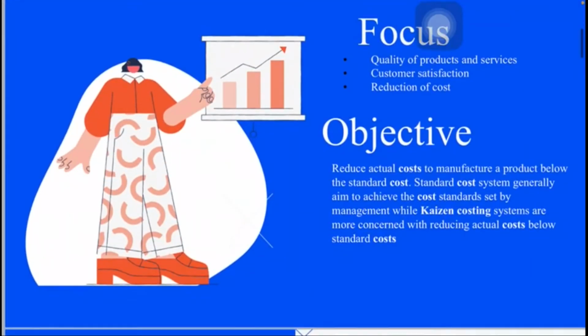Next, Kaizen has three focuses, which are to improve the quality of product and services, to improve customer satisfaction and maximize cost reduction. And then the objective of Kaizen is to reduce the actual cost to manufacture a product below the standard cost. Standard cost systems generally aim to achieve the cost standard set by management, while Kaizen costing systems are more concerned with reducing actual cost below standard cost.